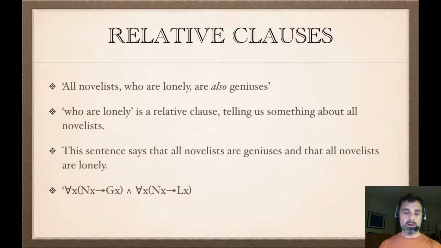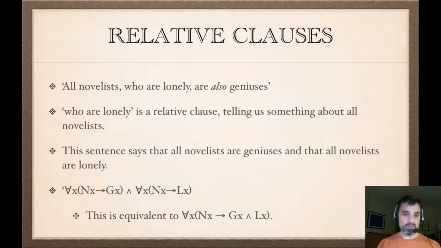In Chapter 2, we treated relative clauses as conjunctions, and here we're doing so as well. If a sentence has a relative clause in it, we symbolize the whole sentence as a conjunction. One conjunct is the main clause, and the other conjunct deals with the relative clause. So the left conjunct, for all x if nx then gx, is the main clause. And the relative clause is for all x if nx then lx, where we say that all novelists are lonely, which is what the relative clause who are lonely does when it's in the sentence with all novelists.